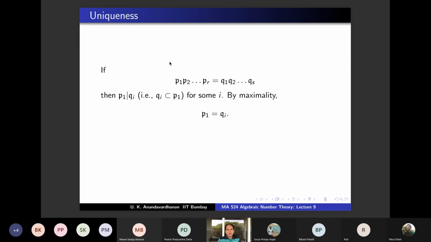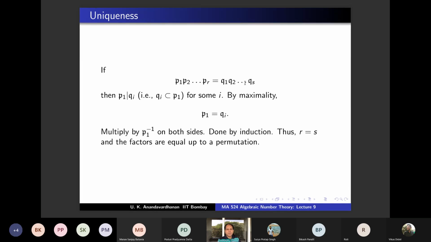By maximality, P1 equals Qi, right? Qi is contained in P1 and all these are maximal. Every prime is maximal, so Qi is maximal. Therefore, P1 equals Qi. But if P1 equals Qi, you multiply by P1 inverse on both sides. What will you get? You will get P2 times etc. times PR equal to the product with Qi removed. Therefore, you are done by induction. You have brought the length down by one, so you have done it by induction. Therefore, the conclusion is R equals S and the factors are equal up to a permutation. Okay, so that shows uniqueness.